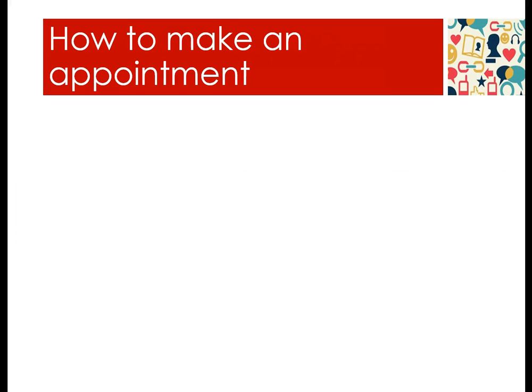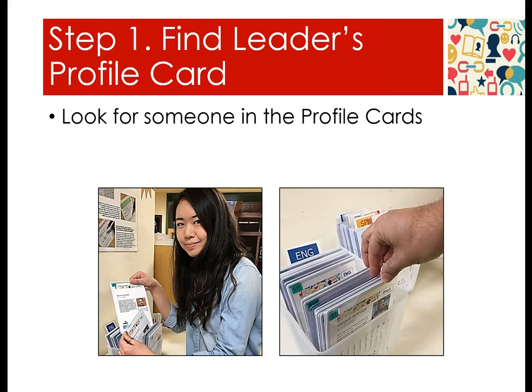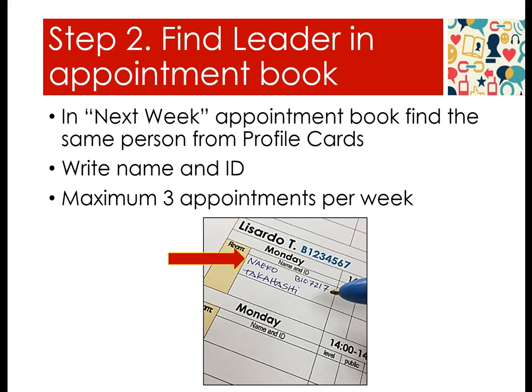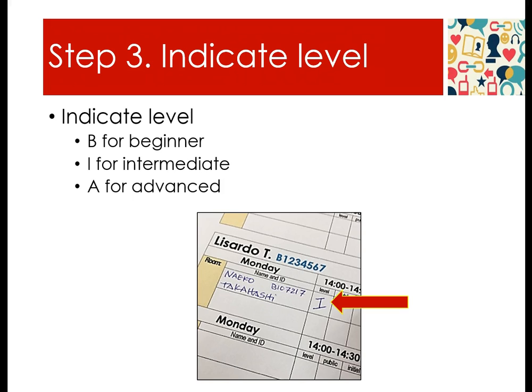Now, here's the way to make an appointment with a leader. First, look through the leader cards to find someone you can work with. At the desk is the Next Week appointment book. Look for the name and ID of the person you want to make an appointment with. In the area provided, write down your name and ID. Indicate if you're a beginner, intermediate, or advanced learner.